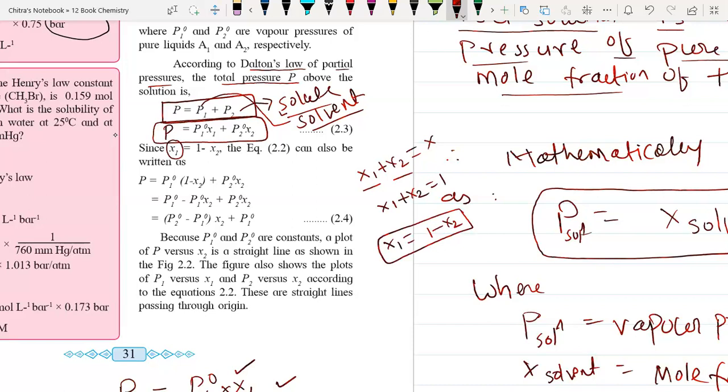Do reply. Yes, sir. Now I am going to replace that x1 in the given formula.